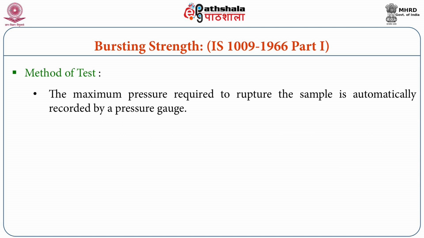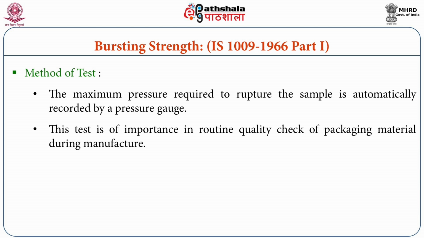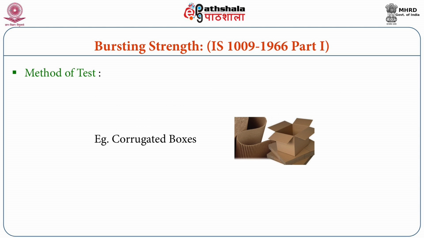The maximum pressure required to rupture the sample is automatically recorded by a pressure gauge. This test is important because it gives the packaging material property which is required during transportation. For example, the bursting strength also helps in deciding the strength of corrugated boxes.